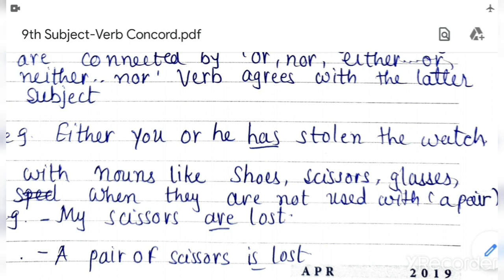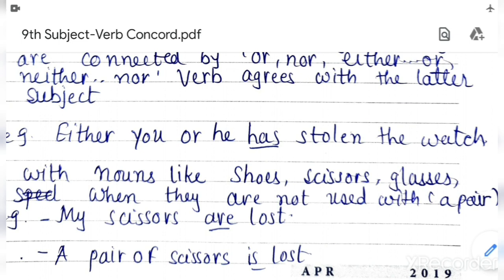The father with his sons were present there. Here we will not use "were". What is the mistake here? Instead of "were", we use "was". The father with his sons was present there.